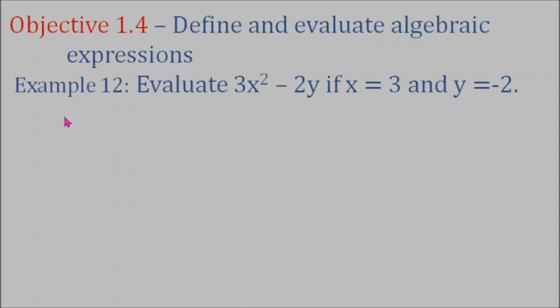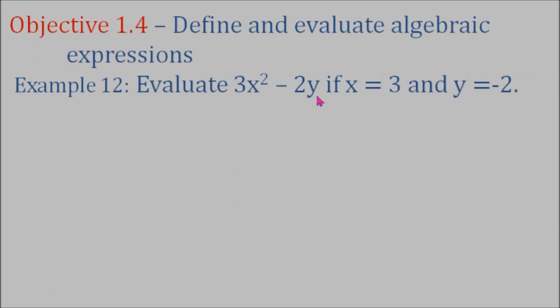Objective number 4. Define and evaluate algebraic expressions. Example number 12. Evaluate 3x squared minus 2y if x equals 3 and y equals -2. So this is our algebraic expression. An algebraic expression is a math expression that uses numbers and letters or variables along with operation symbols: plus, minus, multiply, or divide.